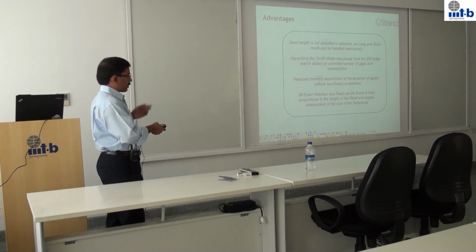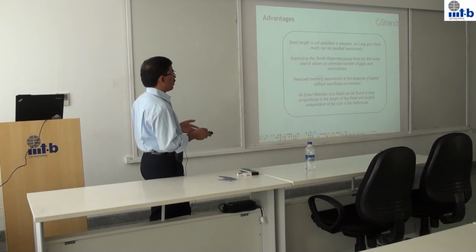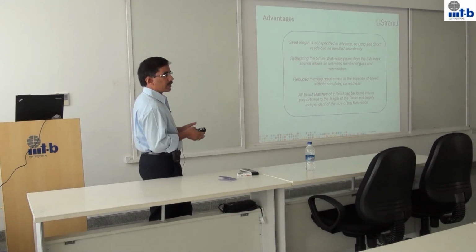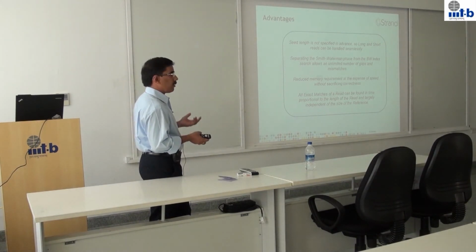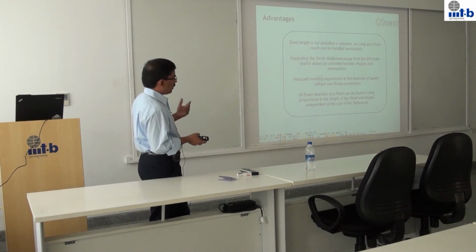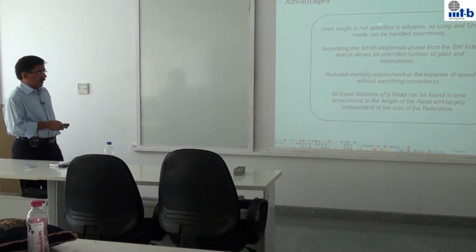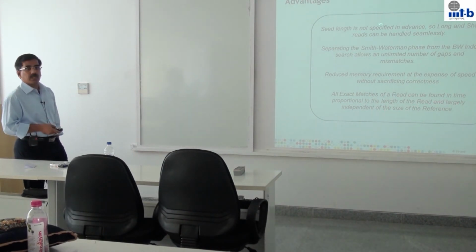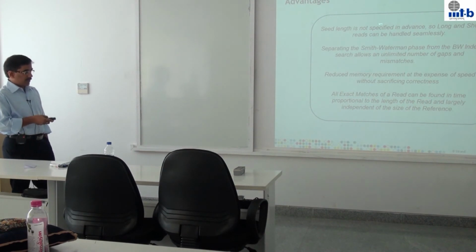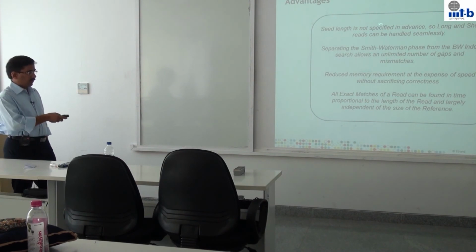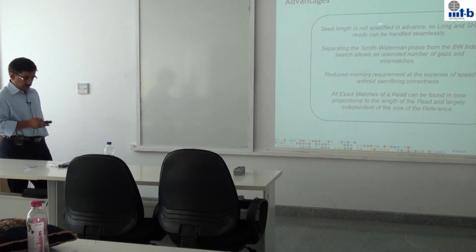And of course, we are also going to look at the available memory on the machine and then create the appropriate index. If the machine happens to have a higher amount of memory, then we will be able to do the alignment much faster. But even the low memory systems will be able to do the alignment. That's the main objective here. So all exact matches of a read can be found in time proportional to the length of the read, which is largely independent of the size of the reference. Even when there are mismatches, the time is largely independent of the size of the reference, though it will be more than what we spend in finding an exact match.